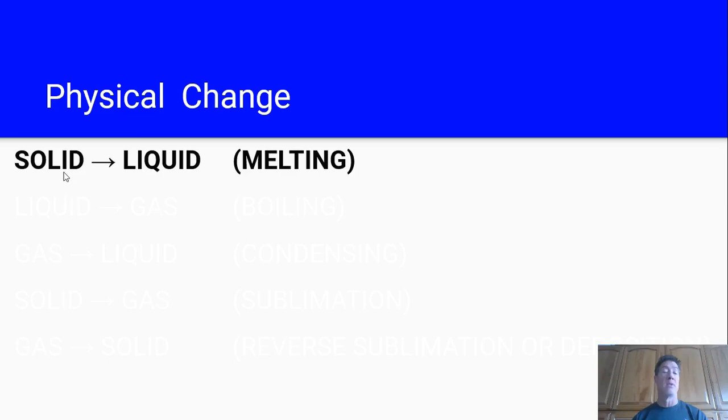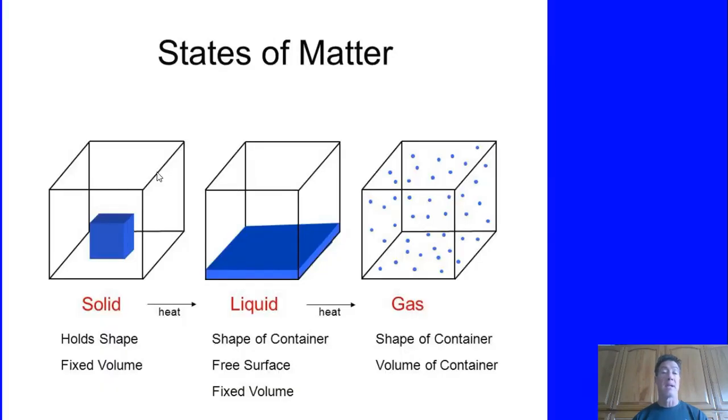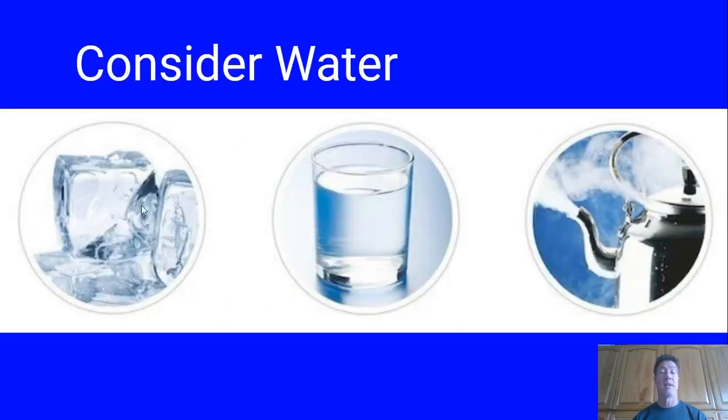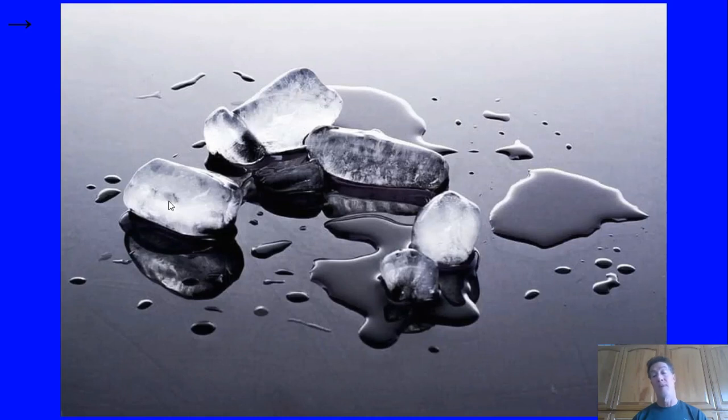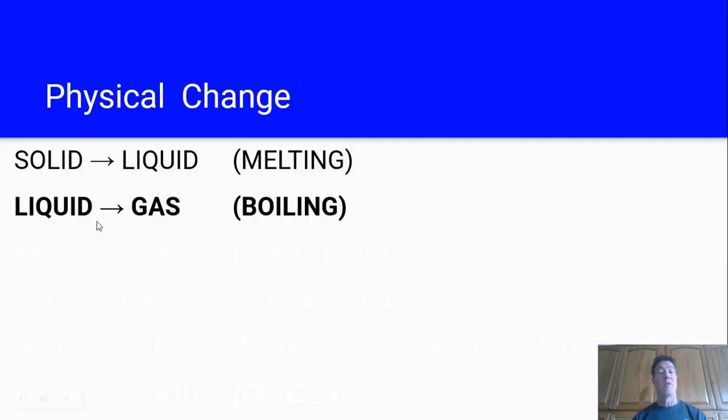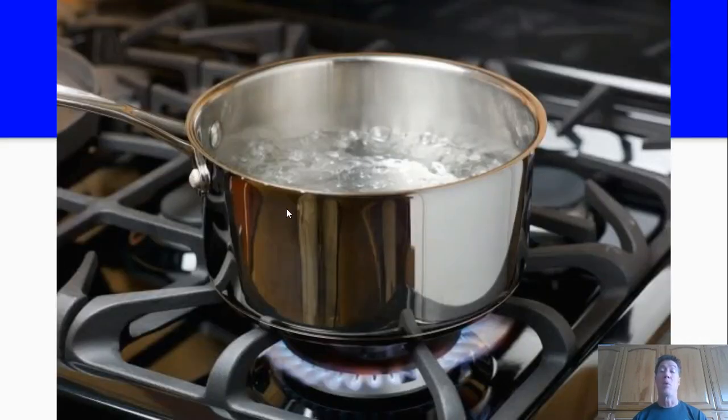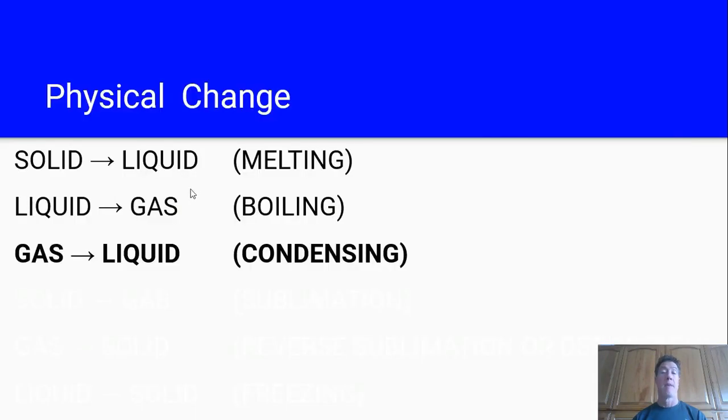So we can describe the change from solid to liquid. That would be like our ice melting, right? We can go, nice picture. We can go from a liquid to a gas. That would be just like water boiling, going from liquid water to gaseous steam. We can go from gas to a liquid, and that would be condensing.